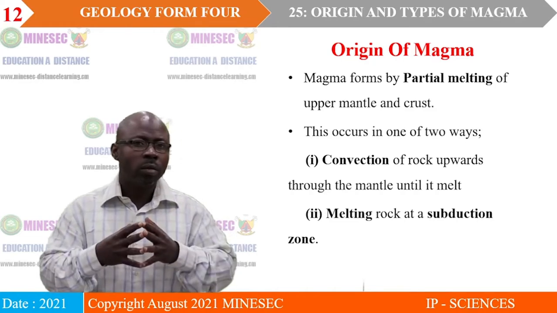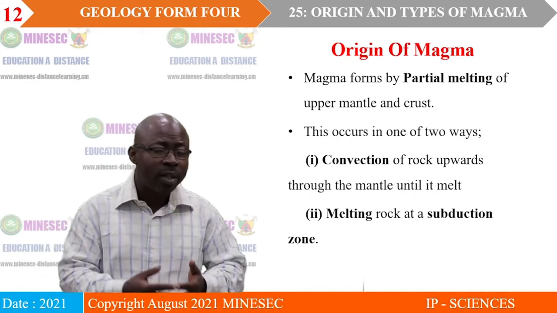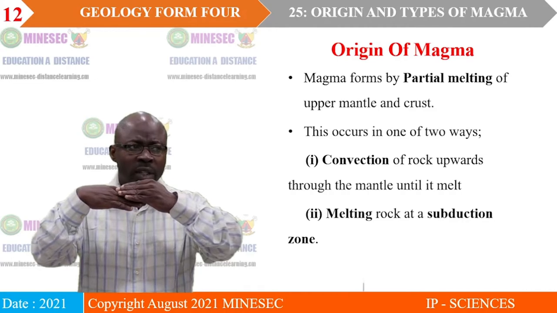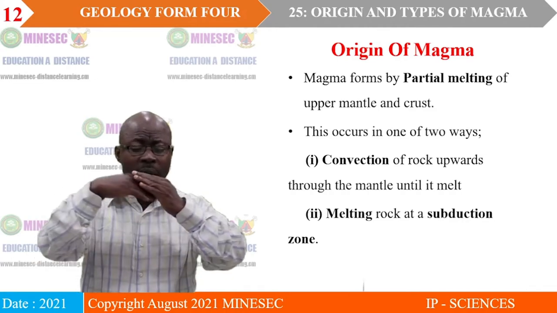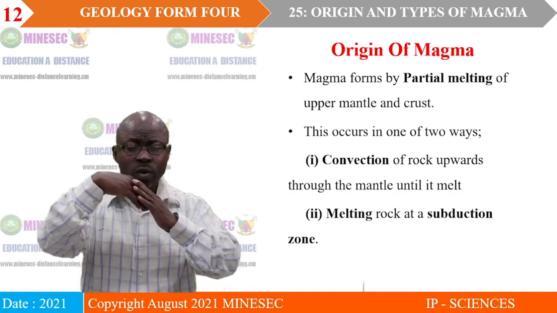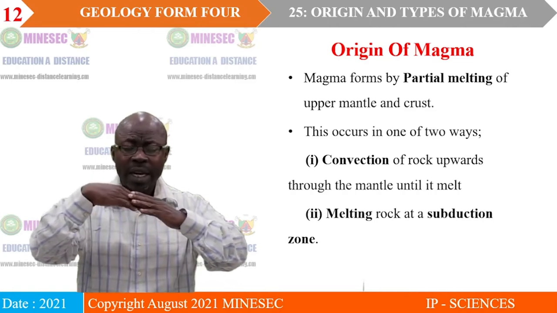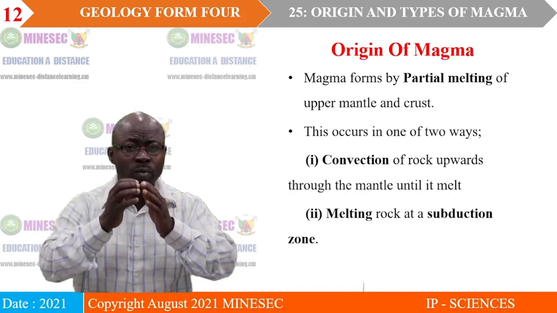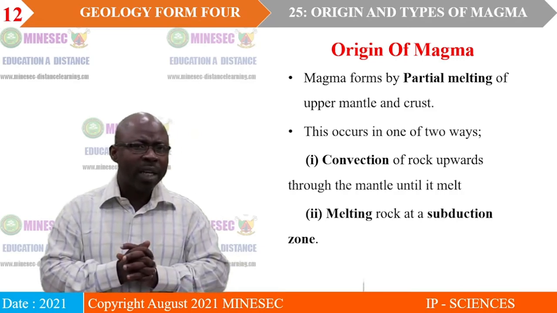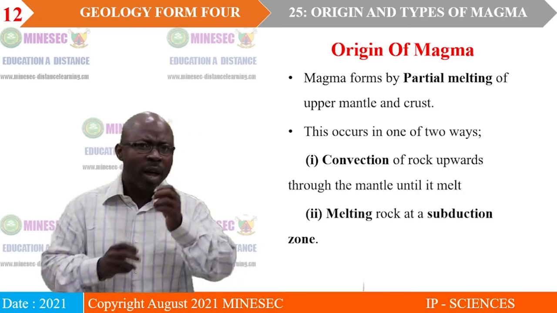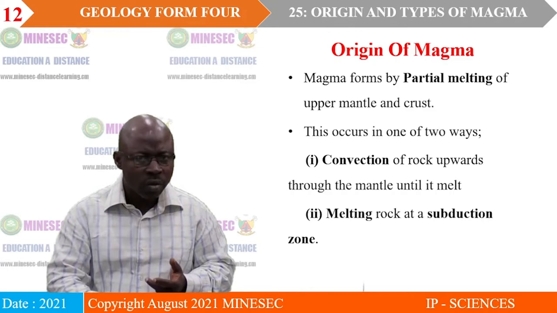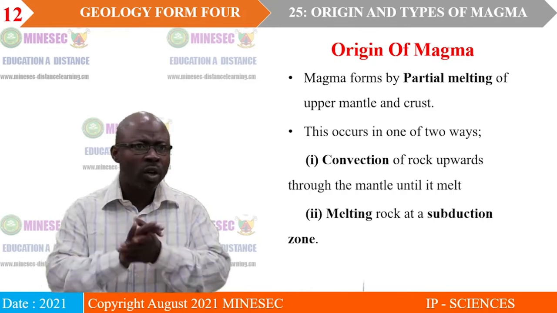The second way that partial melting occurs is by melting of rocks at the subduction zone. Subduction zones are zones that are moving towards each other. One, because of density, goes down, and as it goes down, we say it has subducted. As it subducts, there is still movement. This movement of the two bodies results in melting of the underlying surfaces that are rubbing each other, causing materials to move down and accumulate, hence forming magma. So that is how magma is formed, from the partial melting of the upper mantle and the crust, in two ways: convection current and melting along the subduction zone.